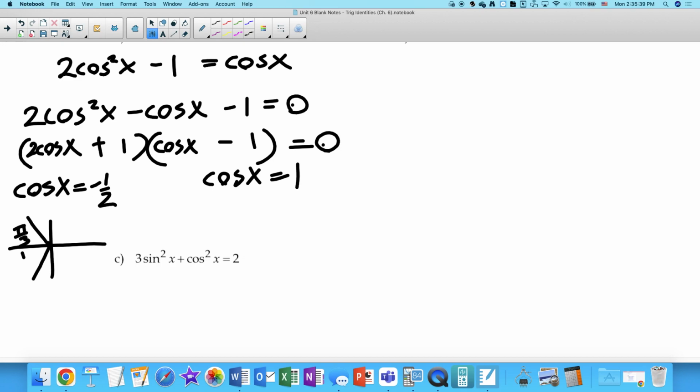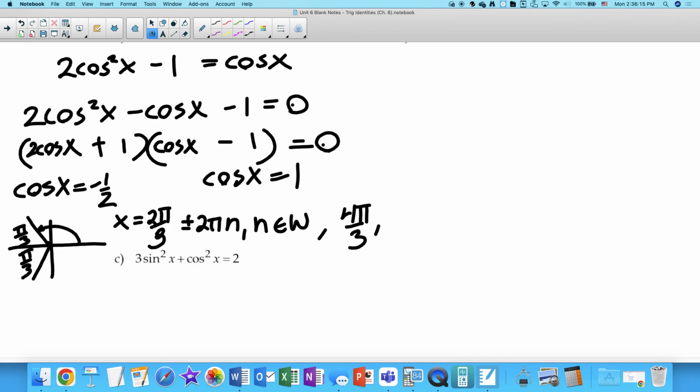right? Now, of course, that's just the reference angle, so we have to start at the initial arm, and one of these will be 2 pi over 3, and then for the general solution, we have to say plus or minus 2 pi n, where n is an element of the whole numbers, because the period is 2 pi for cosine. And then the second one would be 4 pi over 3. Pi plus pi over 3 is 4 pi over 3, plus or minus 2 pi n, where n is an element of the whole numbers. So that's from that first factor.